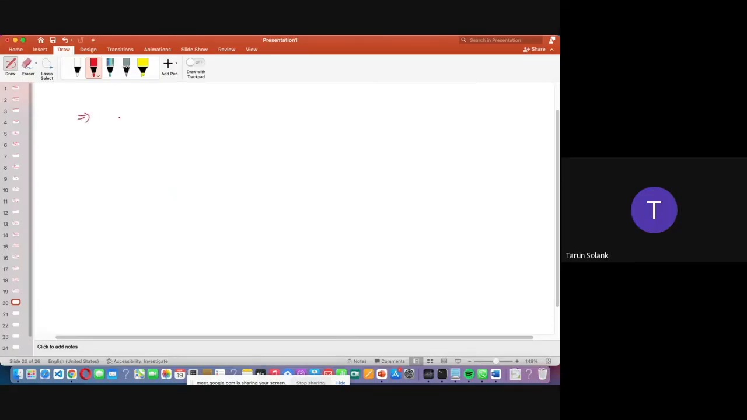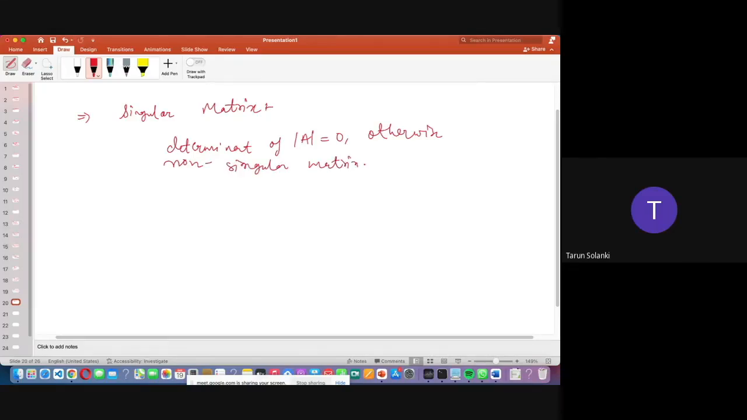Last type, which is singular matrix. A matrix A is said to be singular if its determinant, mod A, is equal to 0. Otherwise, it is a non-singular matrix.